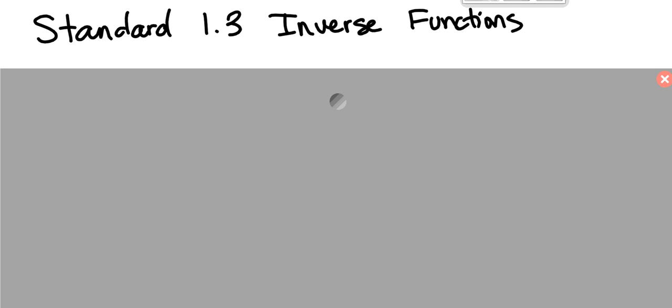All right, we're going to look at standard 1.3, inverse functions. And I'm aware that this video may be a little longer, but feel free to jump to the spot in the standard that you need the most assistance in.